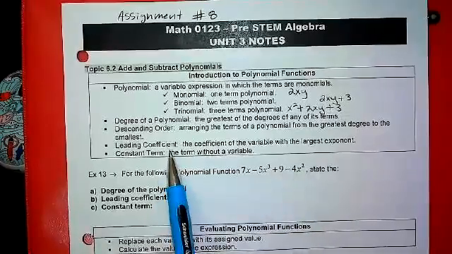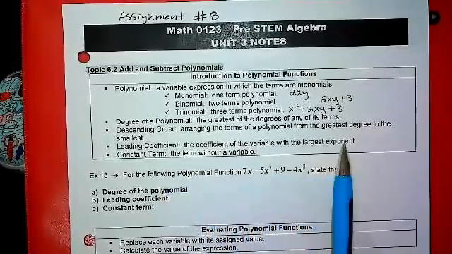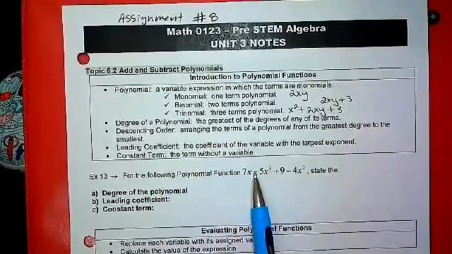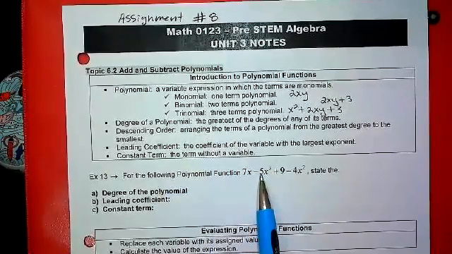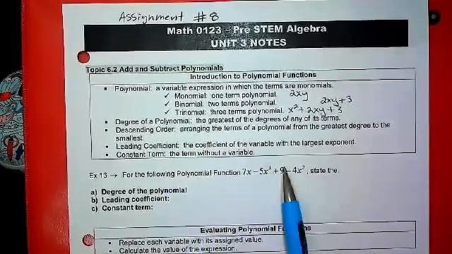Your leading coefficient is the coefficient of the variable with the largest exponent, so the number part of the one with the largest exponent. So in this case, it'd be -5. And again, I already said this, the term without a variable is called your constant.